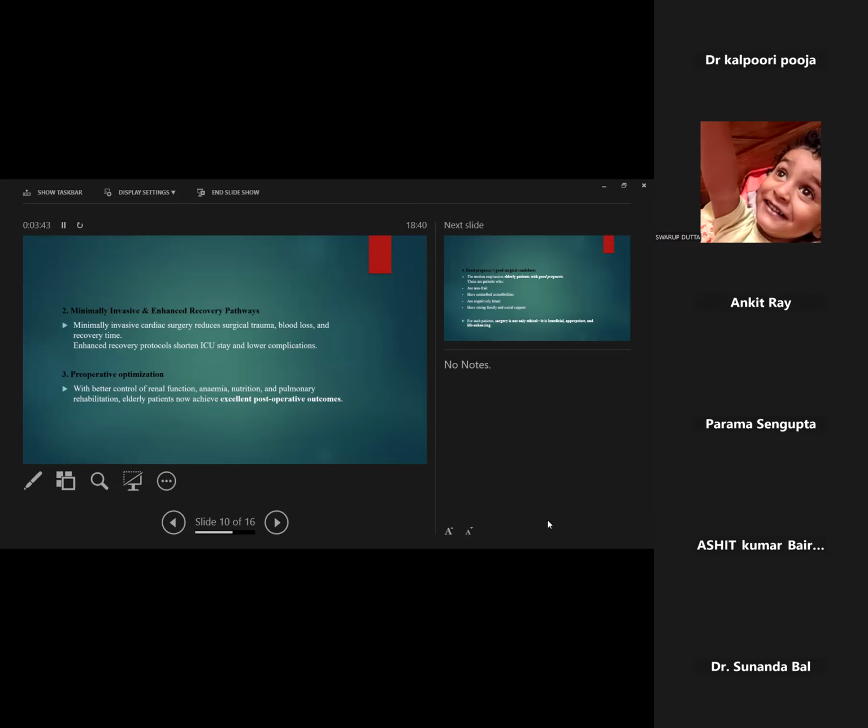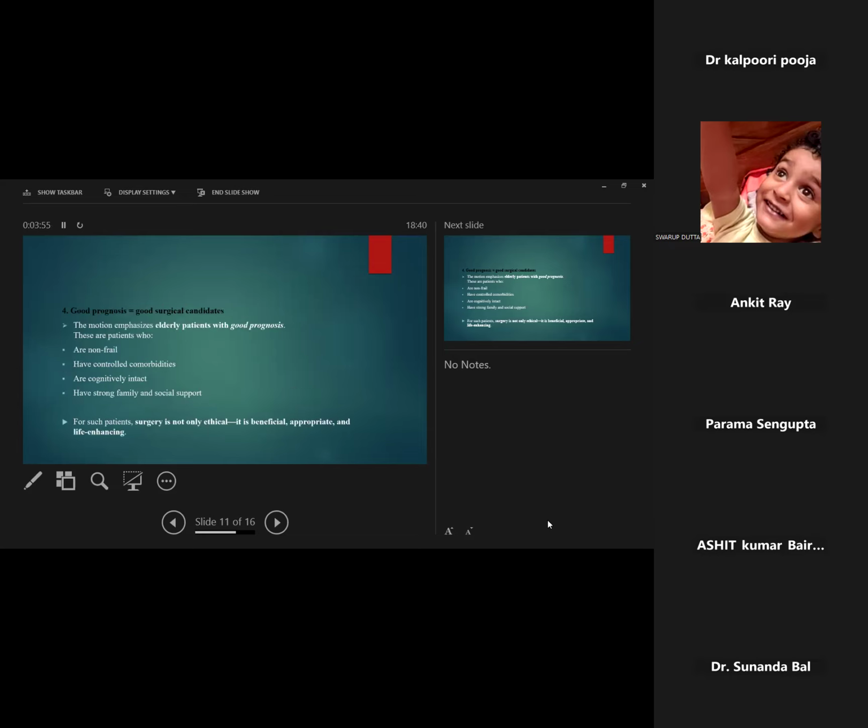For preoperative optimization, with better control of renal function, anemia, nutrition, and pulmonary rehabilitation, elderly patients now achieve excellent postoperative outcomes. Then, good prognosis means good surgical candidates. So this motion emphasizes elderly patients with good prognosis.